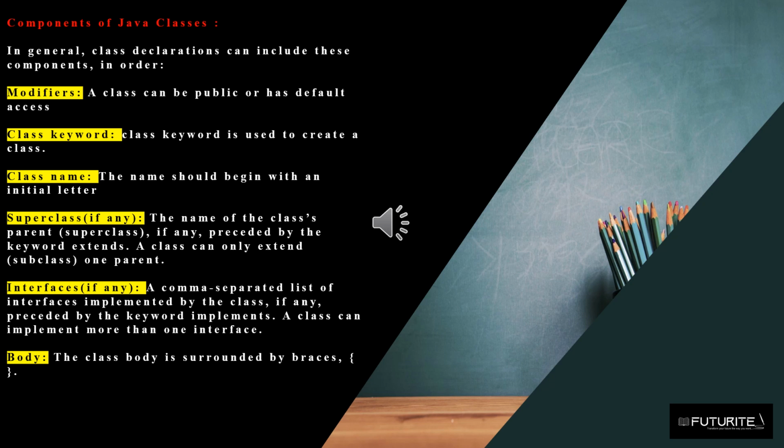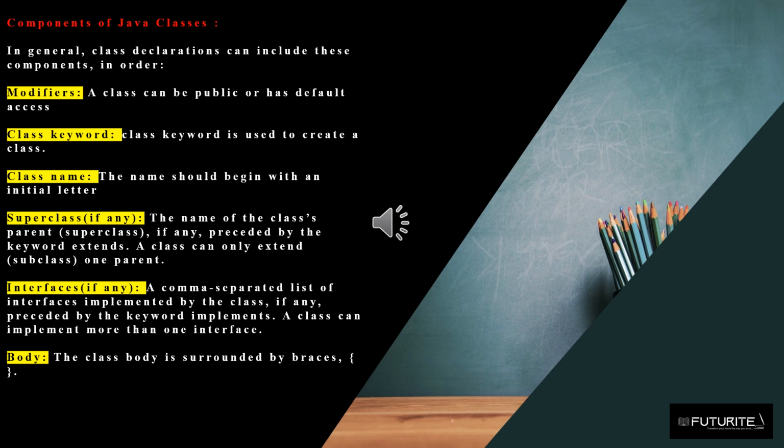Now interfaces: a comma separated list of interfaces implemented by the class, if any, preceded by the keyword implements. A class can implement more than one interface. What an interface is and what its implications are, we will definitely discuss later, but as of now remember that through the keyword implements, a class is implementing an interface.